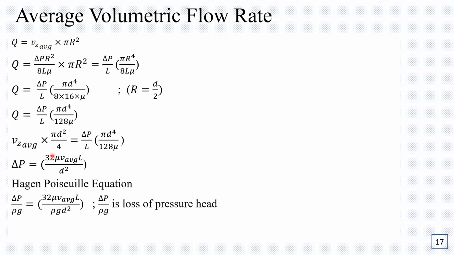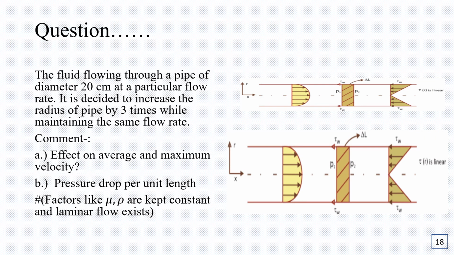Now we will divide both sides of this equation by rho g, and we come to the equation delta P upon rho g equal to 32 mu V average L whole divided by rho g d square, where delta P upon rho g is the loss of pressure head, and this equation is commonly known as the Hazen-Poiseuille equation. Now, based on this concept, we will try to solve one question.